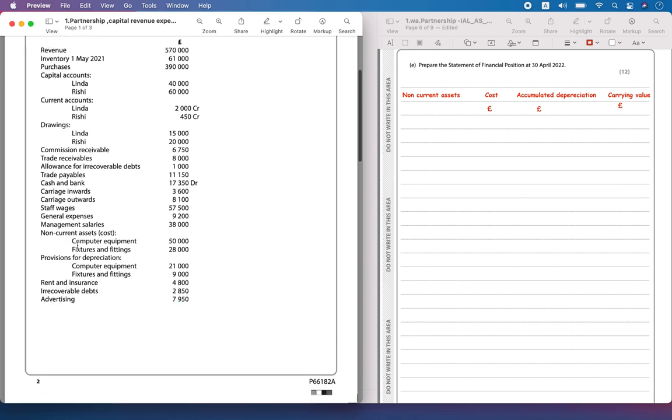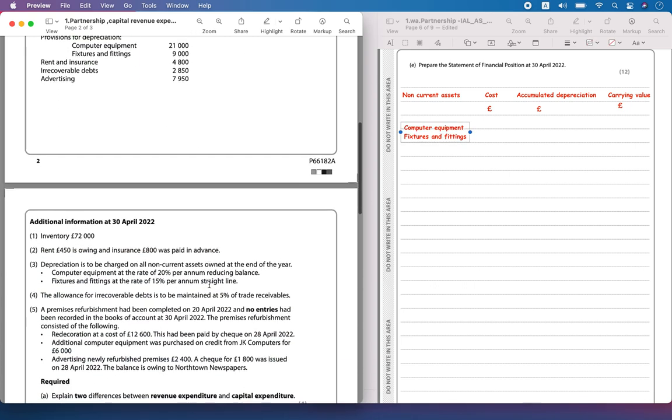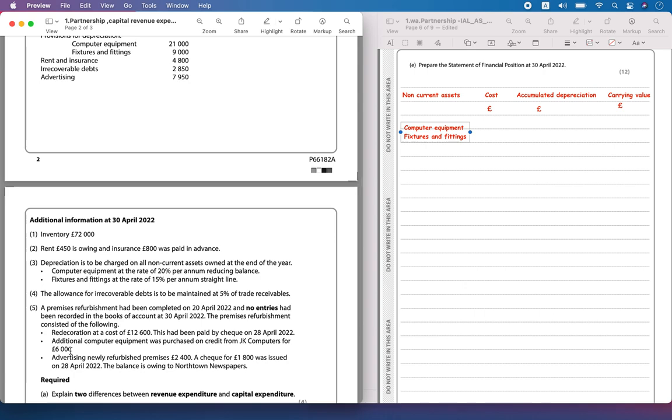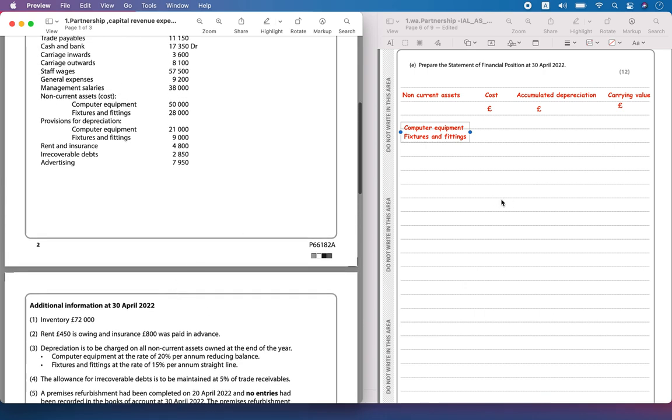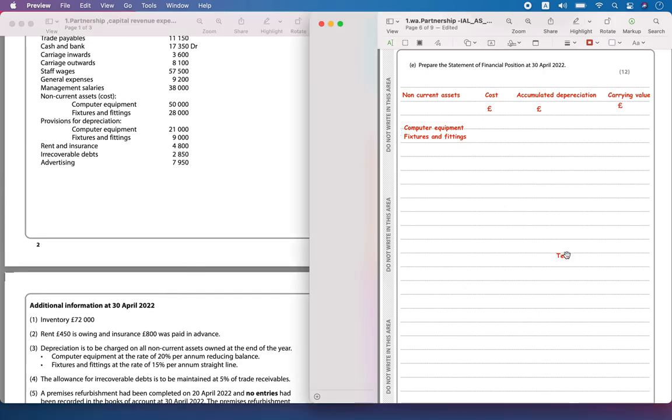So let's prepare the computer equipment. 50,000 is the cost, but we know that they purchased an additional 6,000. Okay, so the cost will become 56,000. And for the fixtures and fittings it is 28,000 because there were no additions to the cost.